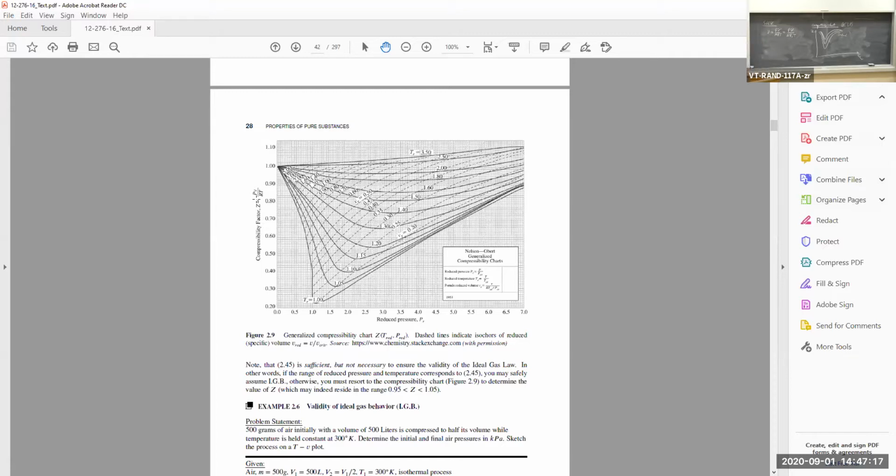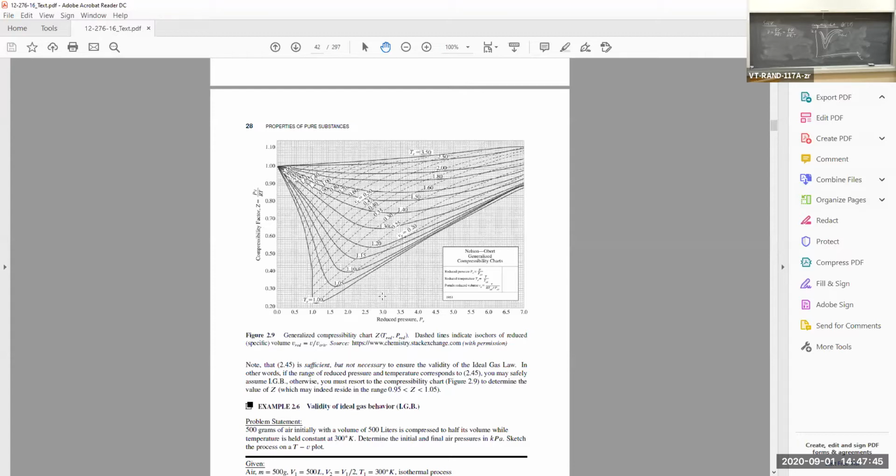So it's a compressibility factor, which ranges from 0.2 up to about 1.2. Then we have reduced pressure on the x-axis, and curves of constant reduced temperature. I'm using P sub R in this plot, and T sub R to indicate reduced temperature and pressure. Okay?